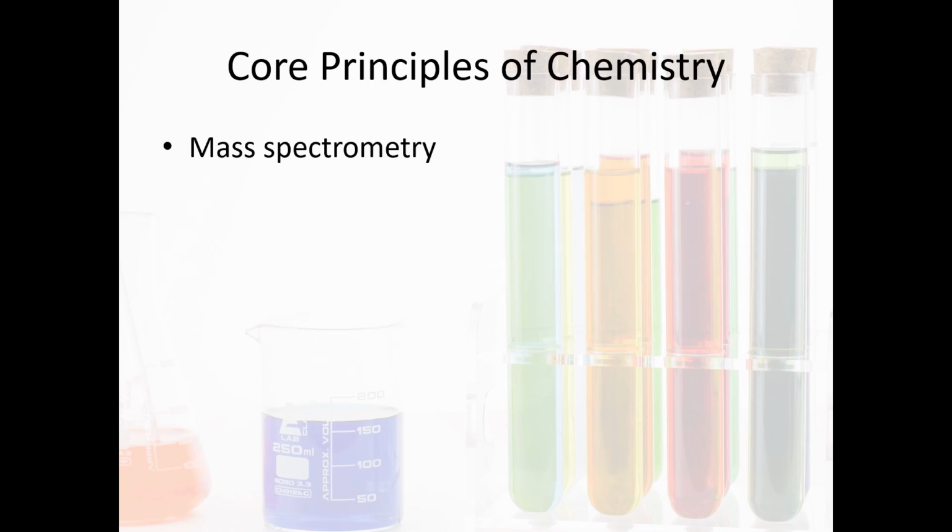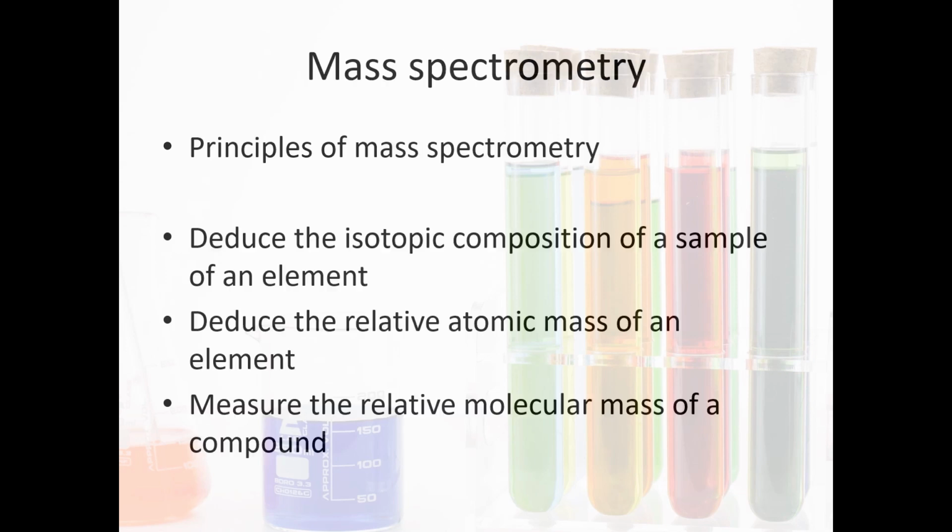Topic 2. Mass spectrometry. Principles of mass spectrometry. Deduce the isotopic composition of a sample of an element. Deduce the relative atomic mass of an element. Measure the relative molecular mass of a compound.